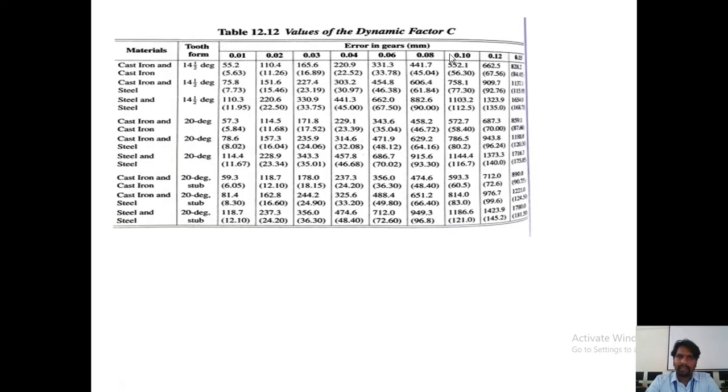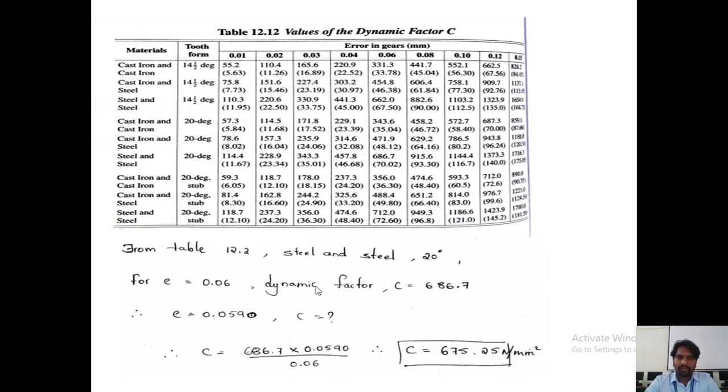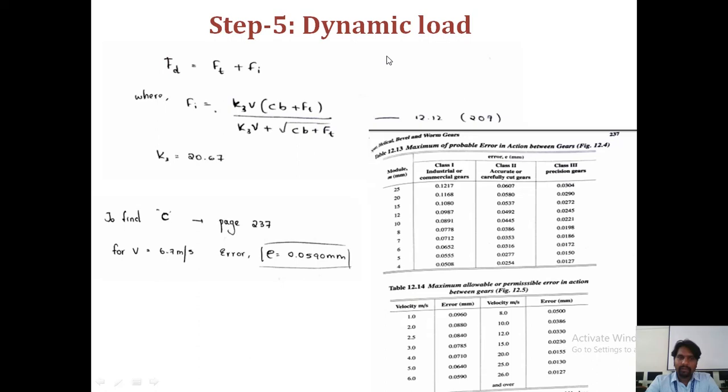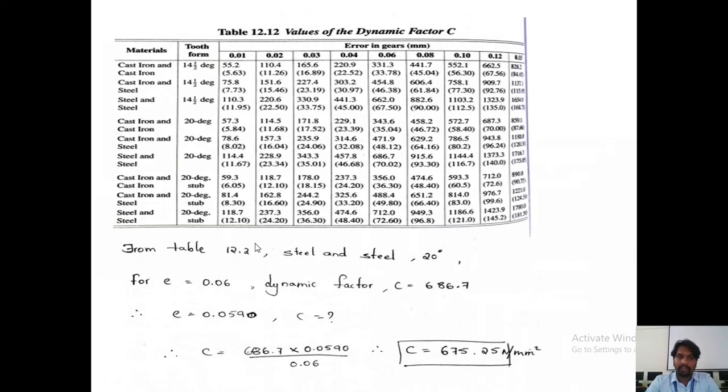Then we need to calculate C. Look at table 12.12: the error is given as 0.01, 0.02, 0.03 up to 0.12 and 0.25, and the dynamic load factor is given for different materials. Here we take E equal to 0.06, because in the previous case we got the error as 0.059, which is closer to 0.06. And assume that both pinion and gear are made of the same material, that is steel and steel.